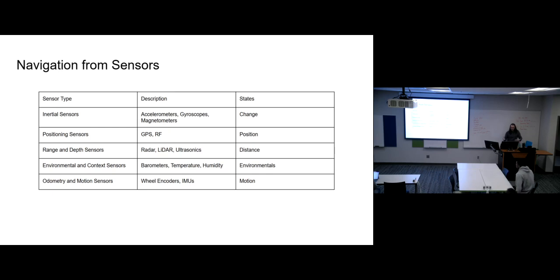Versus a positioning sensor, which is giving you "you are located here." Range and depth sensors, like ultrasonics, LiDAR and radar, give you how far out something is. Environmental context sensors, like barometers, temperature and humidity, tell you what it's like in the map around you. If you're trying to navigate and set a navigational speed, it's maybe worth knowing that this area is really hot, the floor is lava problem. And odometry and motion sensors give you how fast your wheels might be turning in your car or on your device, which gives you a more direct motion.